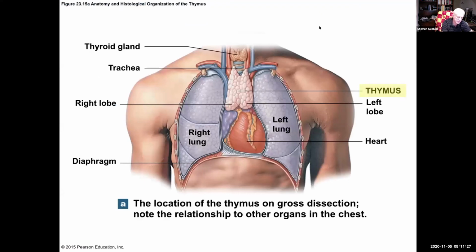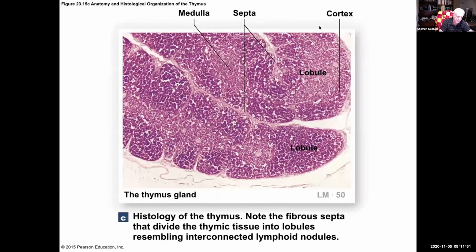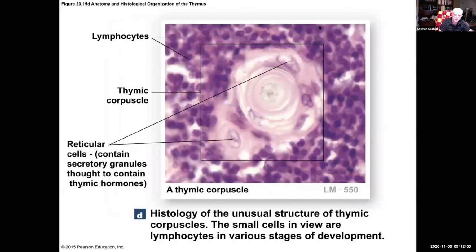But here's your thymus. Again, you have a right lobule and a left lobule, separated by a septum. This is your septum right here, which separates this area. This is your right lobe. This is your left lobe, and then lots of lobules. You see the septa coming in, separating it here. This is the medulla, which is your inside. This is the cortex, which is the outside. T cells migrate from the cortex into the medulla where they become immunocompetent. These are your thymic corpuscles, which no one's really sure what they do, but they are in the thymus.